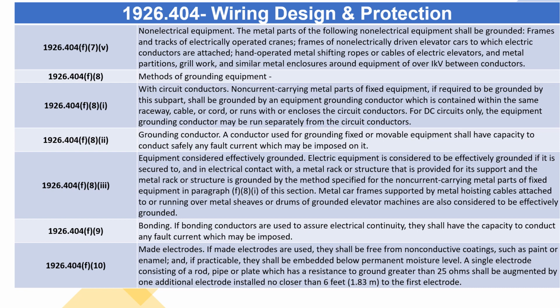1926.404 F9. Bonding. If bonding conductors are used to assure electrical continuity, they shall have the capacity to conduct any fault current which may be imposed.